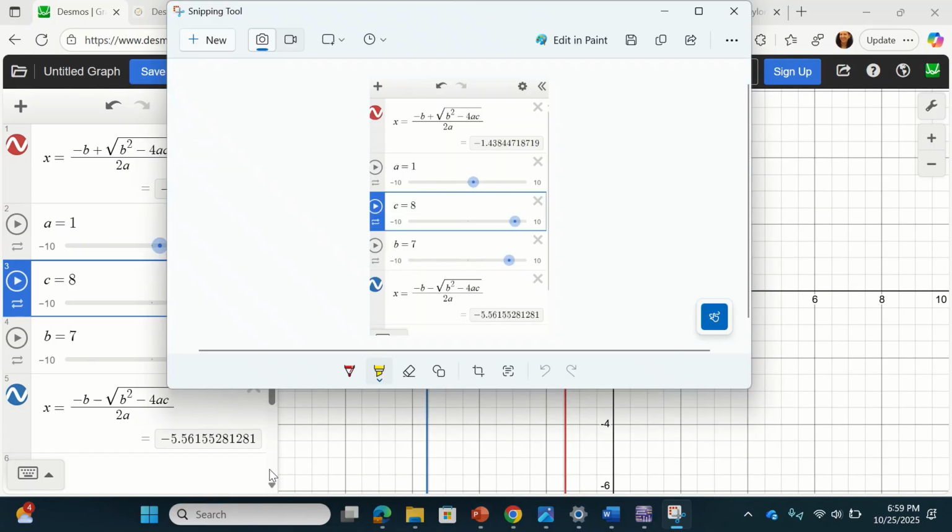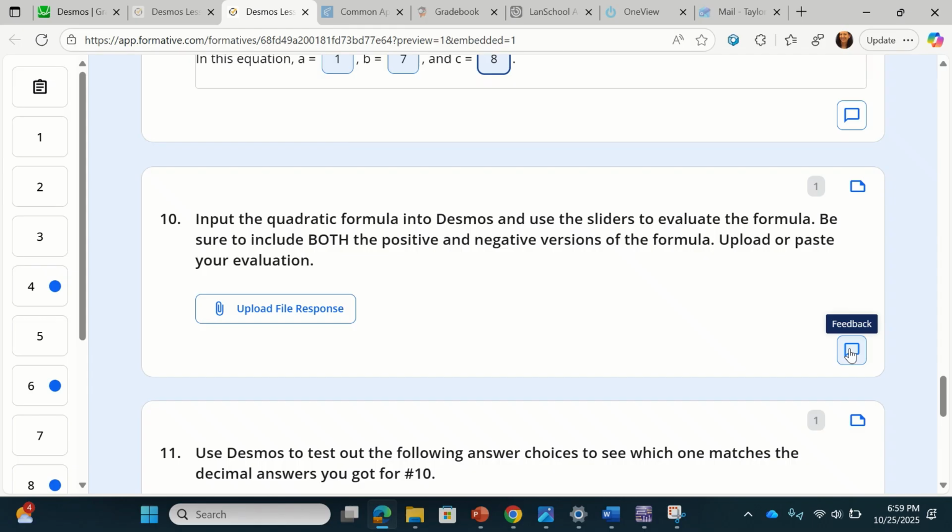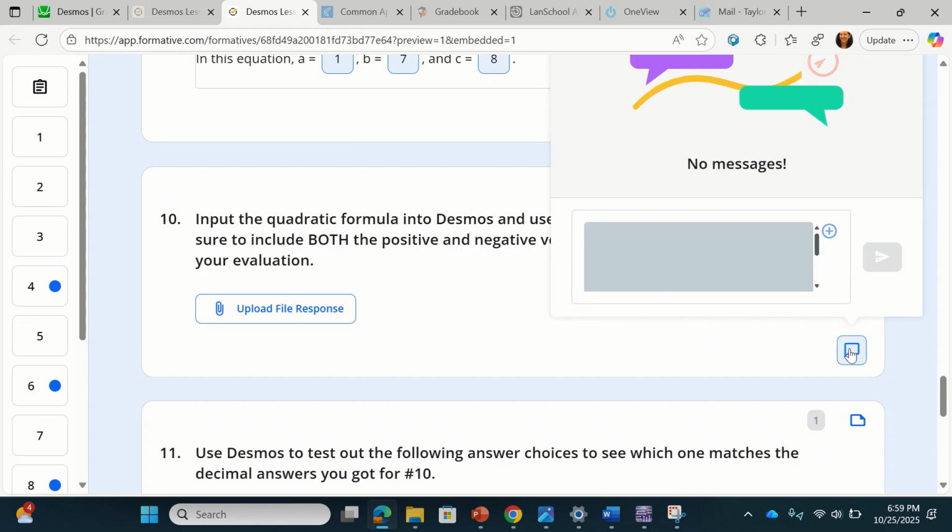Okay, so I can see both the positive and negative version, and I can see your sliders set to A is 1, B is 7, C is 8, and be mindful of the order of those when you are entering them in. So that is what you are going to screenshot.